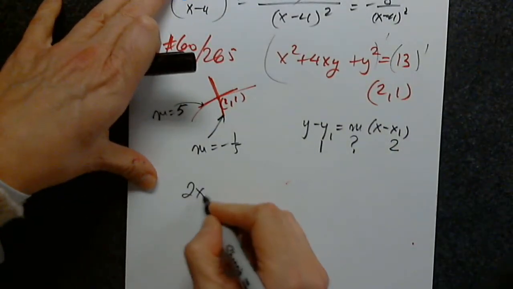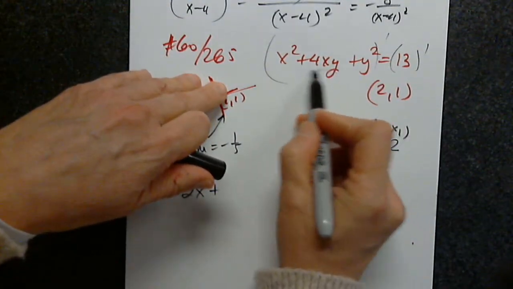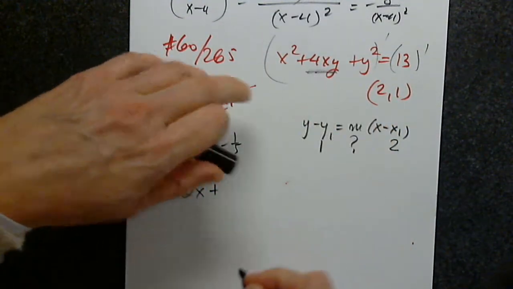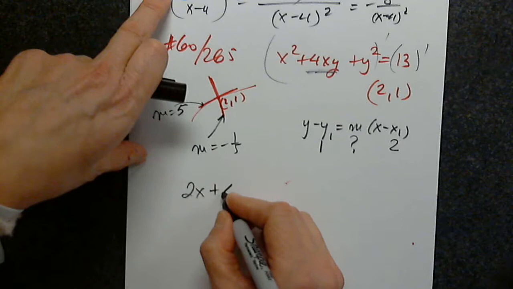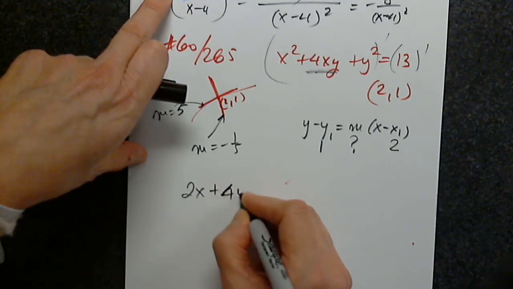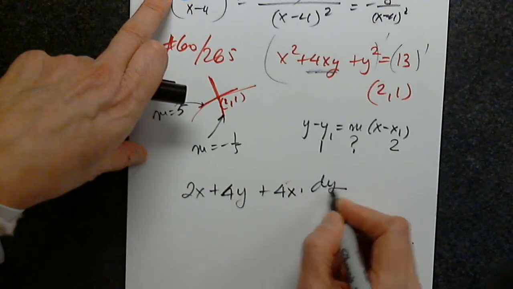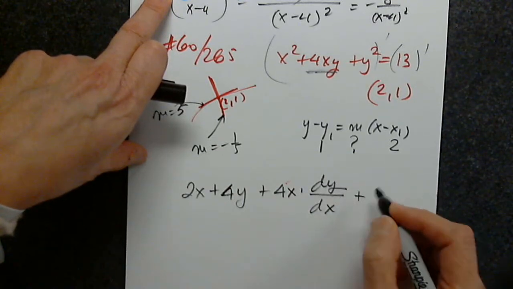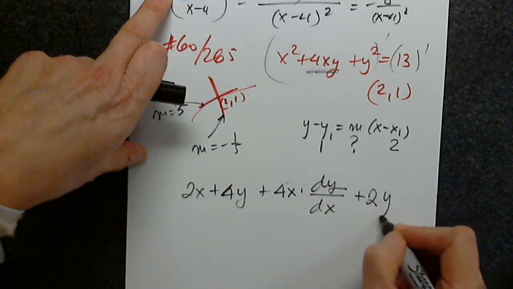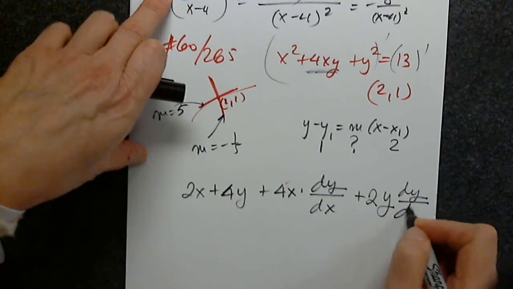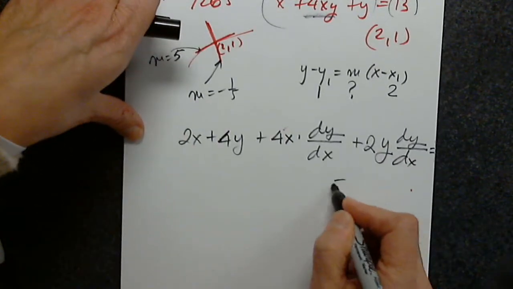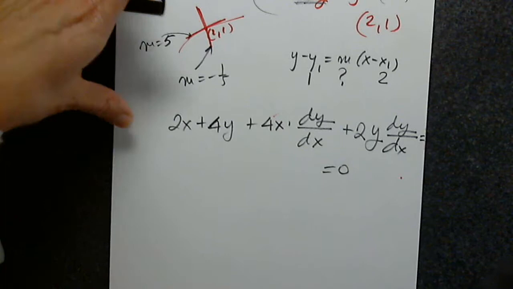So this is 2x plus, now careful, this is a product. First function prime is 4x prime is 4y plus 4x times dy over dx and plus twice y dy over dx. Are you surprised that I ran out of room? No.